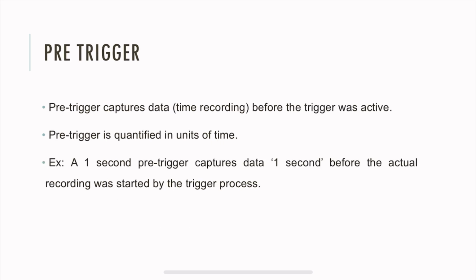So there are different types of trigger. The first is a pre-trigger. Now, pre-trigger, as the name suggests, captures the time data before the trigger was active. It is quantified in units of time. For example, let's say you set a trigger to start the measurement once the pressure reaches 1 Pascal. So a pre-trigger of 1 second would capture 1 second worth of data before that triggering condition was active. We'll see this with an example.